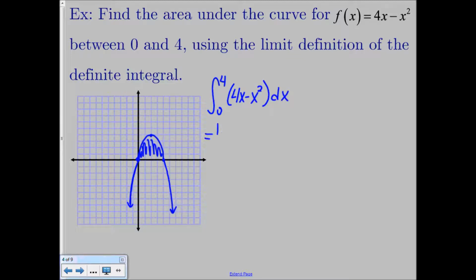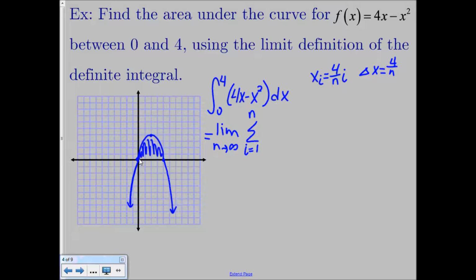But we know that that's really just equal to the limit as n goes to infinity of the sum as i goes from 1 to n. And now, before we plug in, we're actually going to plug straight into the sum. So we're going to do xi and delta x off to the side. So delta x is b minus a, which is 4 minus 0, so 4 over n. And a in this case is 0, so our xi is actually just going to be 4i over n if we use the right-hand endpoints.